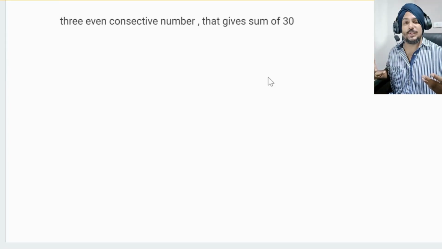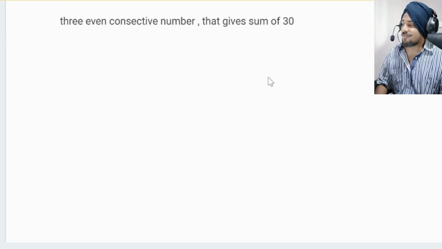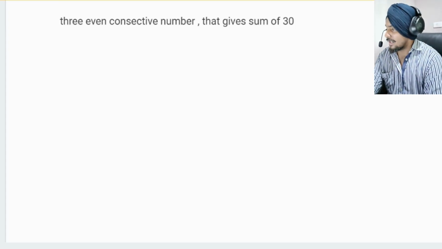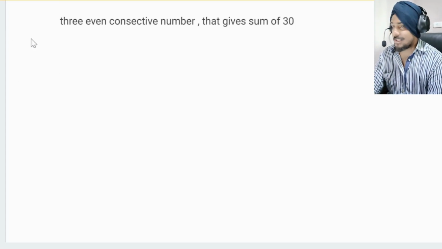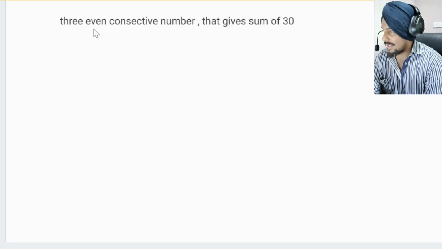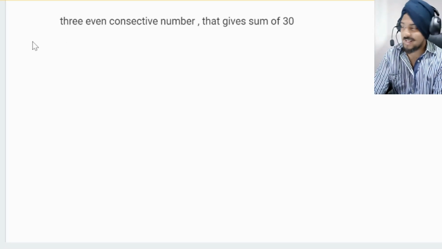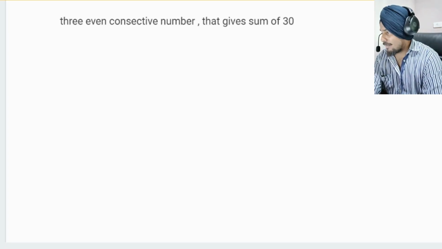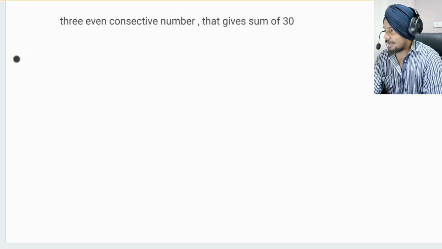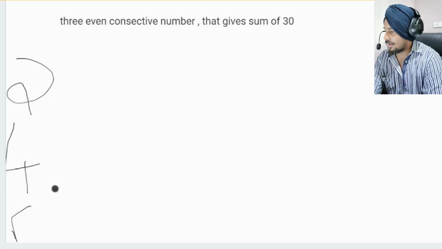You are here with Lord Gifty, and there's a problem in front of us that we need to solve. Three consecutive even numbers, by the way, that give a sum of 30. What are those three numbers? Let's find it out. Now, even numbers are numbers that are divisible by 2. So 2, 4, 6, and so on, right?